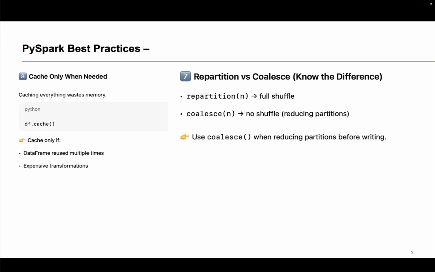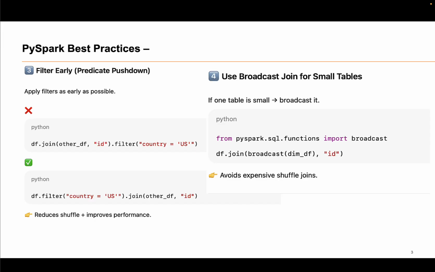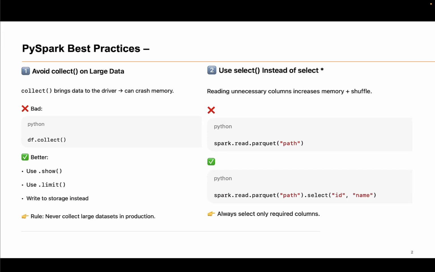So in short, a few things to always remember: use caching whenever it is needed, don't take many columns, use only the columns you want with the select method, don't overuse the window function, filter early, and don't use the collect method. Hope these 10 points help you improve the performance of your Spark jobs.